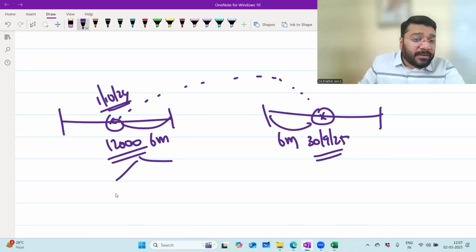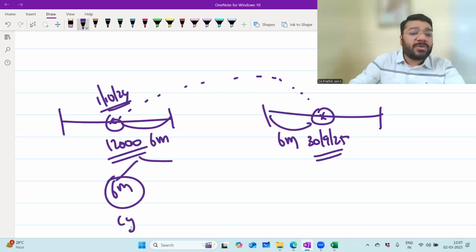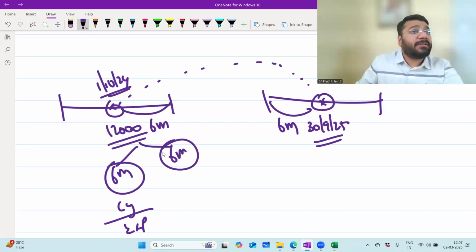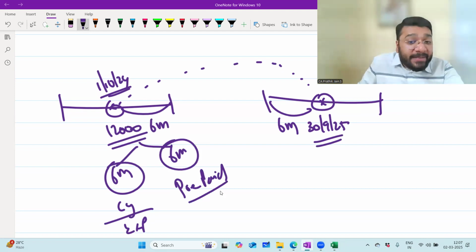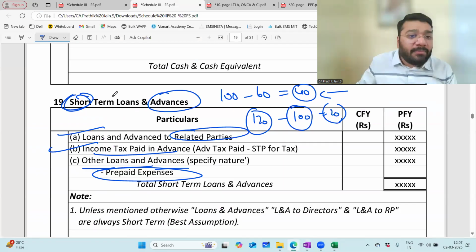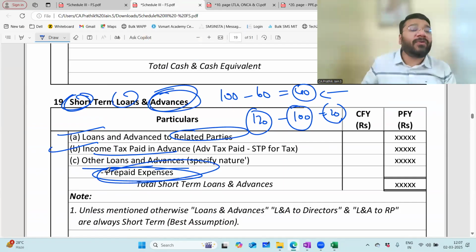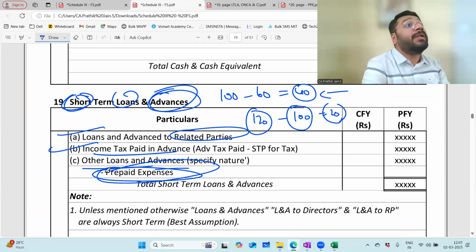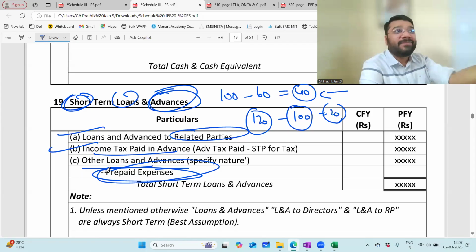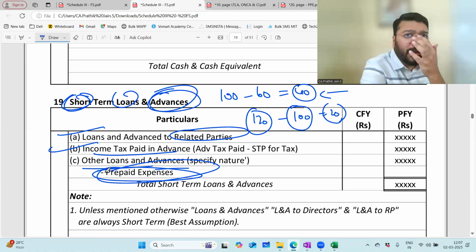So out of 12,000, the first 6 months is going to be my current year expense. The remaining 6 months' amount that you have paid in advance now is your prepaid. Means you have paid this money to the insurance company in advance. So this will come under short-term loans and advances. So prepaid expenses is a part of your other loans and advances. Don't put under other current assets. It is not your other current asset. It is a part of your short-term loans and advances. Prepaid means you're giving advance money. Understand the difference.